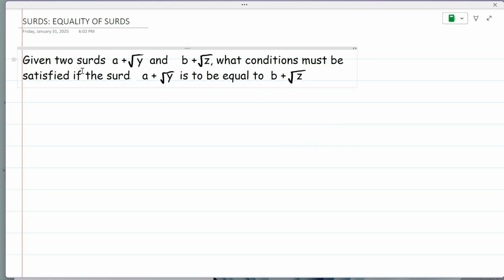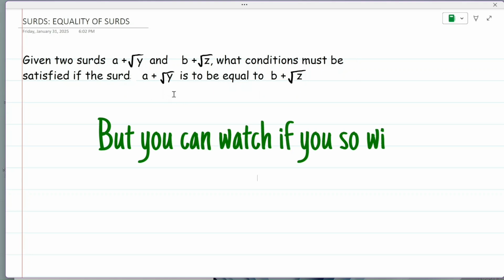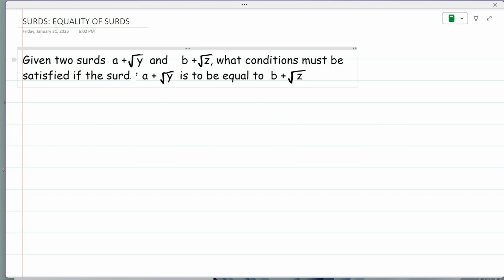Now, to understand this topic, we need to solve this question. As noted earlier, it's just for further math students at this point. If you're doing math, you need not concern yourself with this. We have given two surds, a plus square root of y and b plus square root of z. What conditions must be satisfied if the surd a plus square root of y is to be equal to b plus the square root of z?